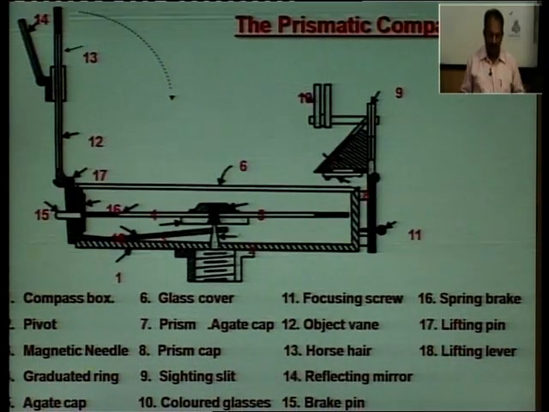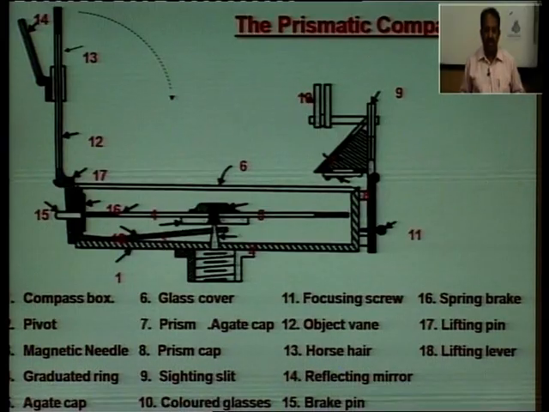To prevent undue wear of the pivot, the object vane is brought down on the face of the glass cover marked as 6 on your monitor screen, which presses against a lifting pin marked as 17 on your monitor screen, and the needle is then automatically lifted off the pivot by the lifting lever marked as 18 on your monitor screen.